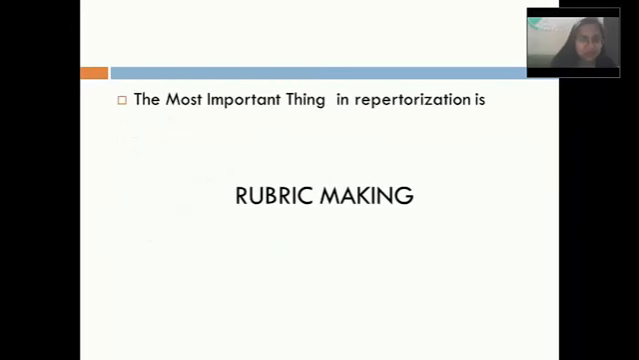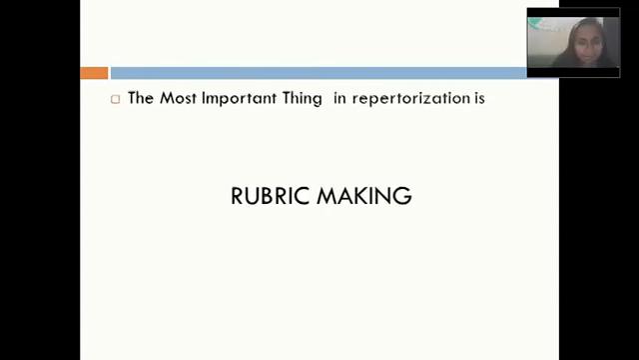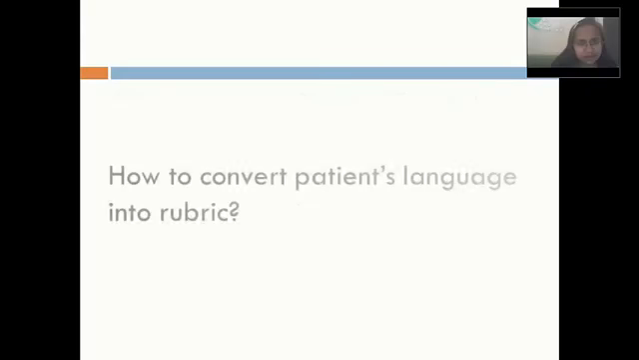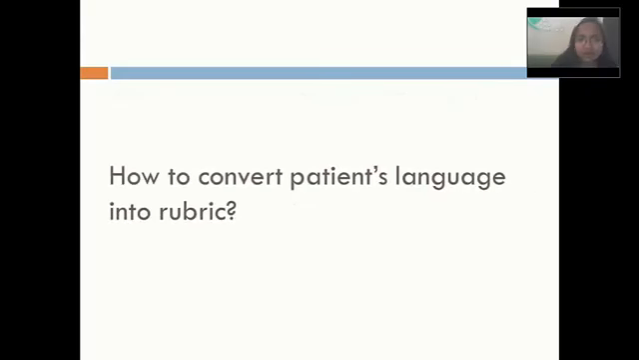The most important thing in repertorization according to me is rubric making, because many students find it very difficult to convert the patient's language into rubric. So we'll be talking about this a little bit. So how to convert the patient's language into rubric?